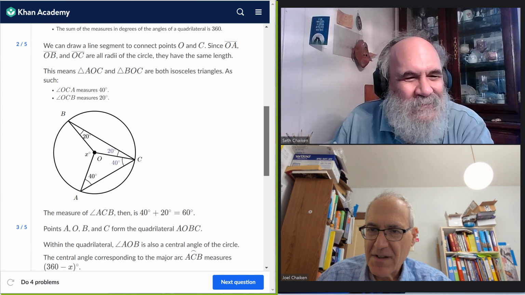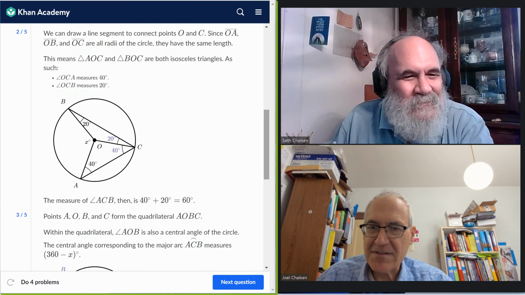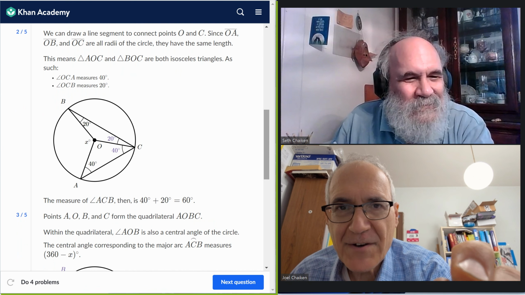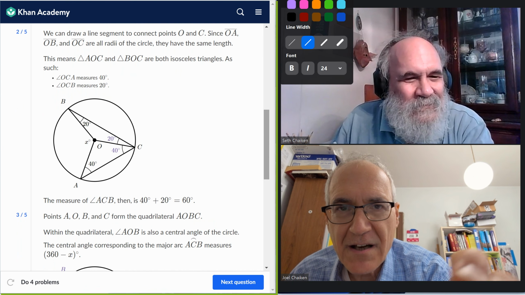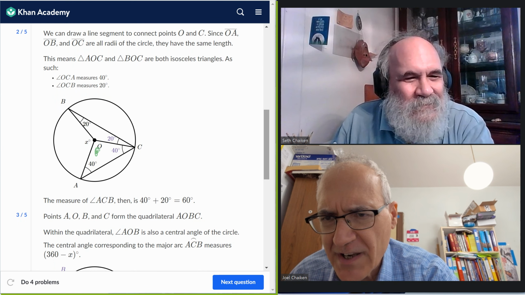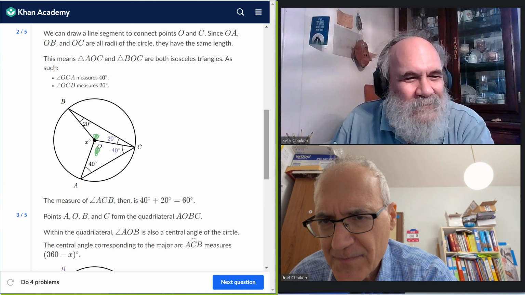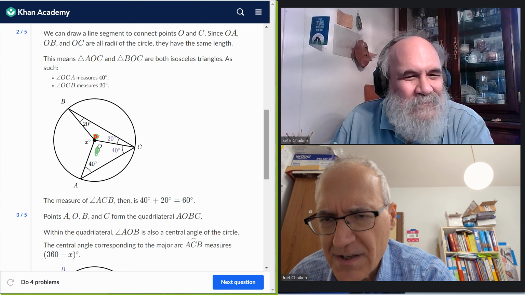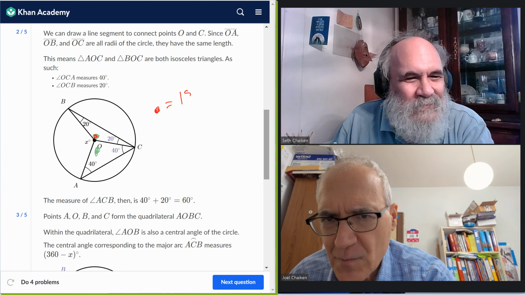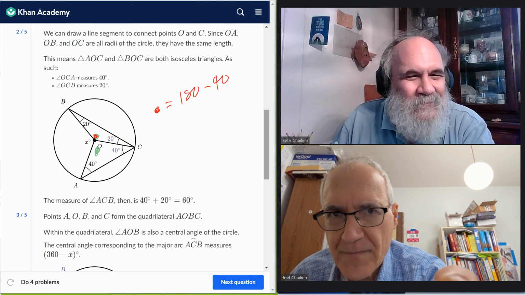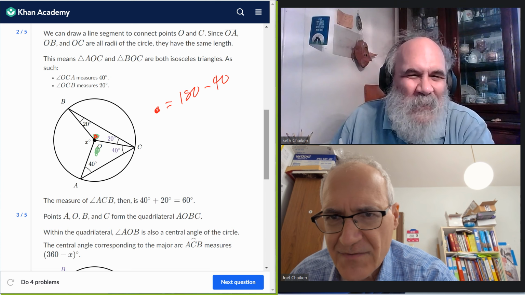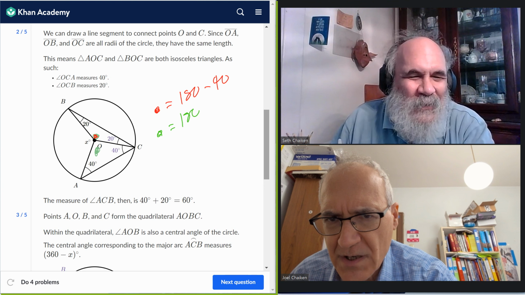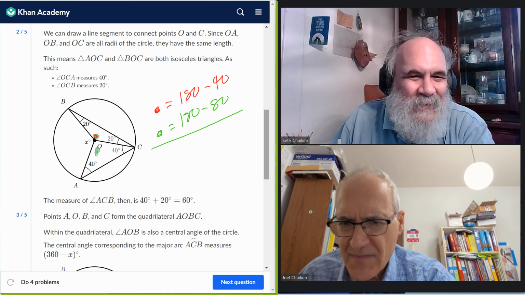And then you can get the other angles by figuring out that this angle here is 180 minus 80, and this angle here, use different colors, angle red is 180 minus 40. It's nice to use different colors. And green is 180 minus 80, right?